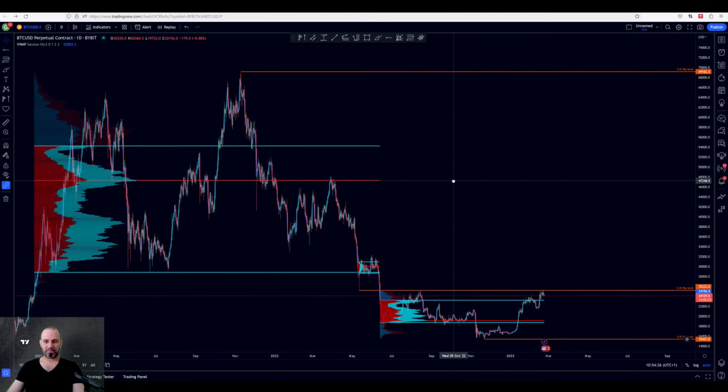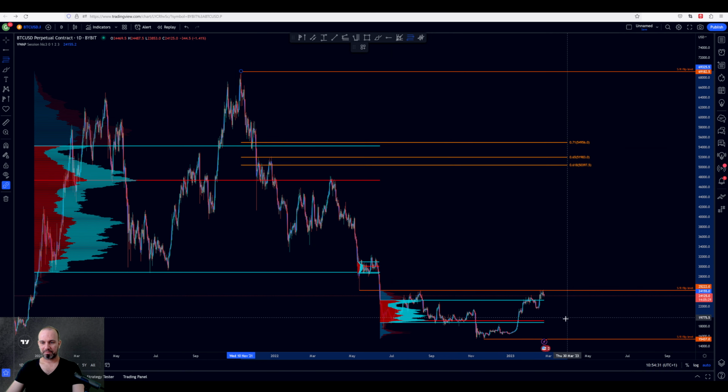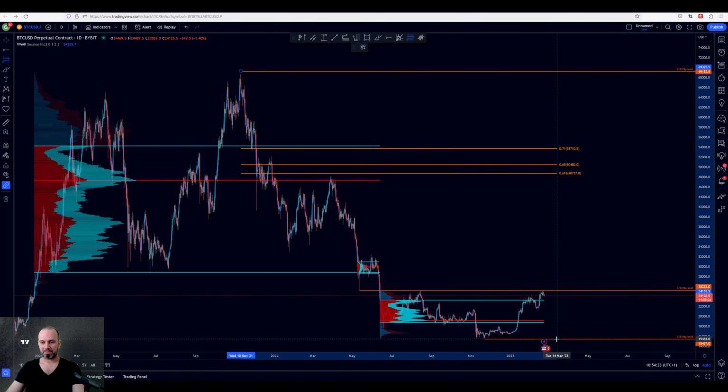Also, because I like to use fibs, check this. So if we pull the fibs from the high to the low, right, in this area, we do have the golden pocket. So the golden pocket is somewhere in between the point of control and the value area high. So this is a very, very, very interesting area.